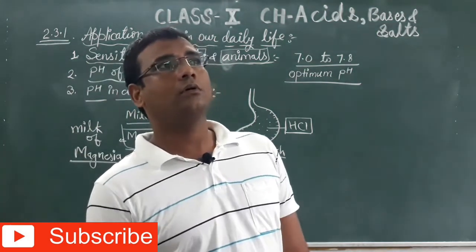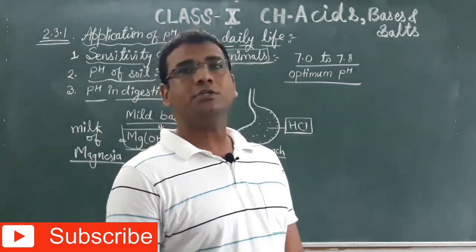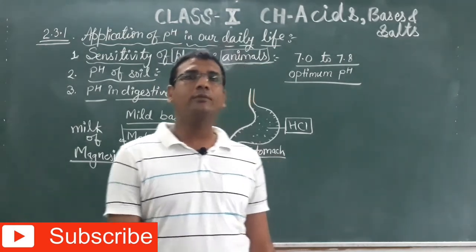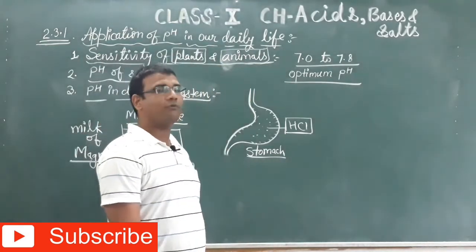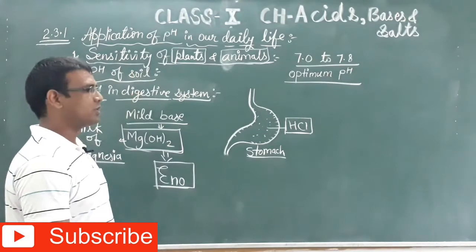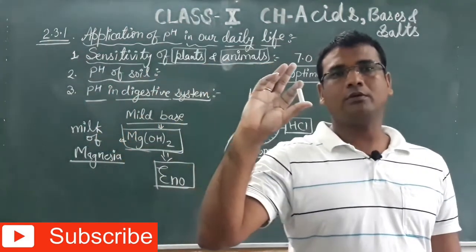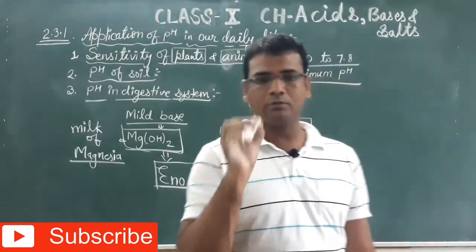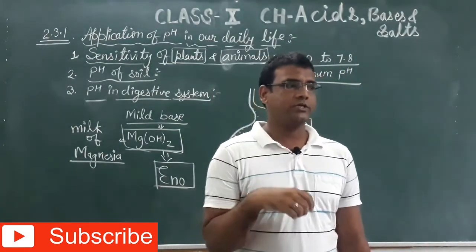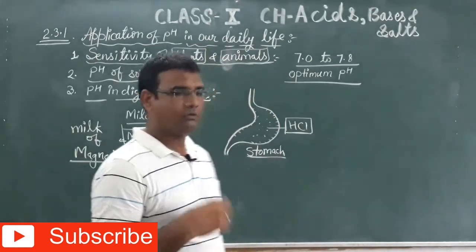Now suppose ENO is not there. If you are not able to get ENO from the market, or you are away from the market, what is the solution? If you have this one, what is this, a chalk piece? If you take a small amount of this and take it with water, it will also work.